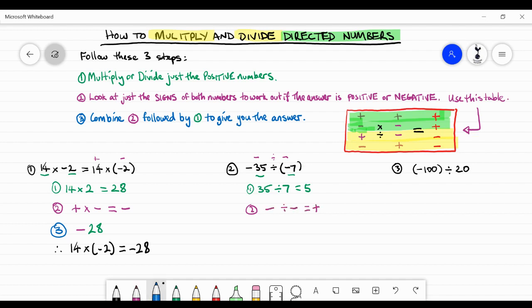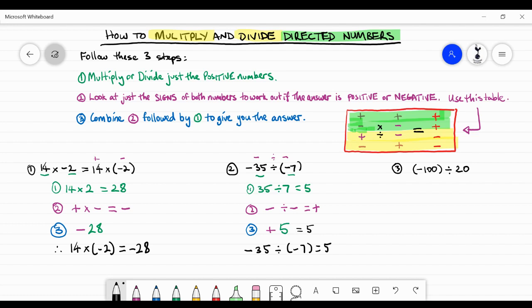And then step 3, we combine 2 with 1 and we get a positive 5. Now positive 5 we can just write as plus 5, so as 5. So minus 35 divided by minus 7 is just equal to 5. Okay, because plus 5 we can just write as 5.